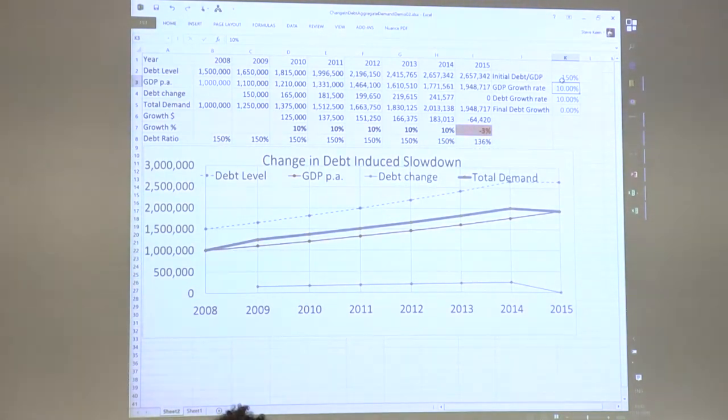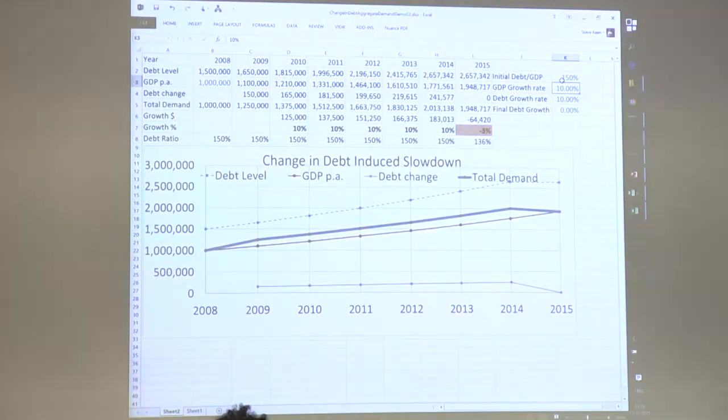But if you have, say, a debt ratio of 150%, and you've got debt growing at the same rate as GDP, so no change in the overall debt ratio, and then the rate of growth of debt slows down to zero, then in that year, your demand, your rate of change of debt goes from being plus 10% to minus 3%. So simply stabilizing the level of debt is enough to cause a crisis in that sense.